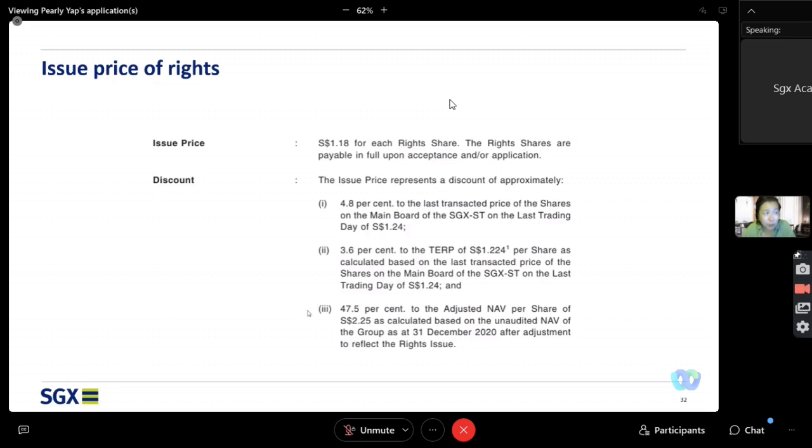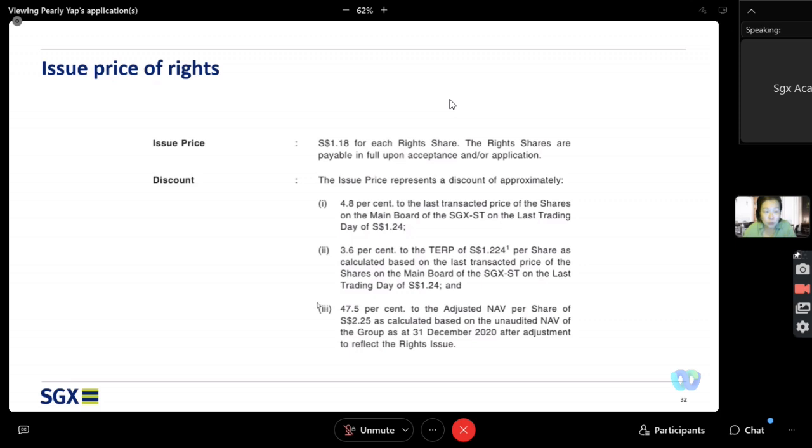Then down here, because Fraser Property was traded way below book, it says here 47.5% of adjusted NAV. So it's quite cheap now, the share price. So they raised money. The shares are way below book, right? They needed to raise money. I don't know for whatever reason, but it is at a discount to the NAV of the shares.